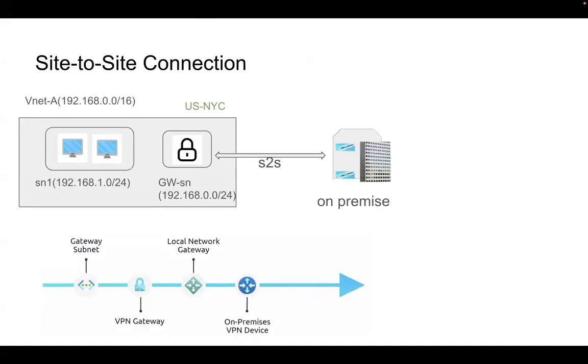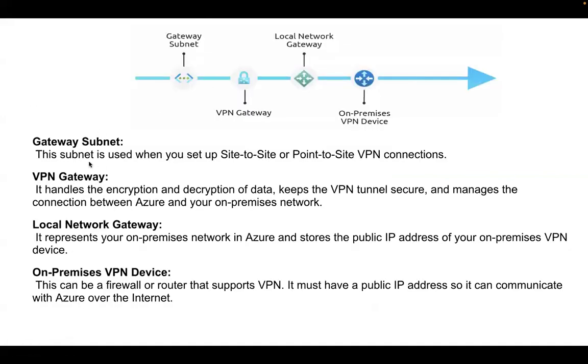Site to site VPN is the next thing. If you see the diagram below, it says gateway subnet, VPN gateway, local network gateway, and on-premise VPN device. So there are four things. The first three are configured on Azure. We'll first create the gateway subnet. This subnet is used when you set up a site to site or point to site VPN connection. Here we are trying to set up site to site, so the gateway subnet is used here.